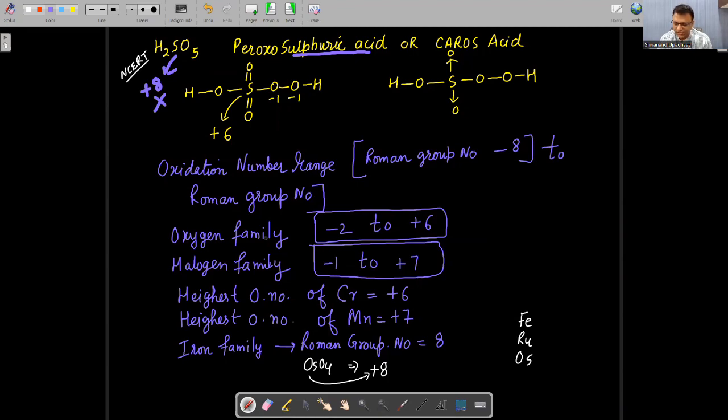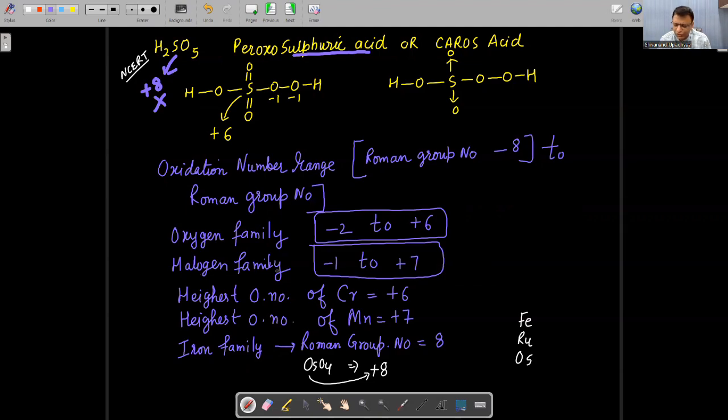Like for the oxygen family, the Roman group number is 6. So 6 minus 8 will be -2, to the Roman group number, that is 6. So in the oxygen family, the variation of oxidation number is from -2 to +6. I'm not saying that oxygen will show +6 oxidation state; we are talking about the family. Like sulfur can show +6 oxidation state in H2SO4, and in H2S sulfur is in -2 oxidation state.